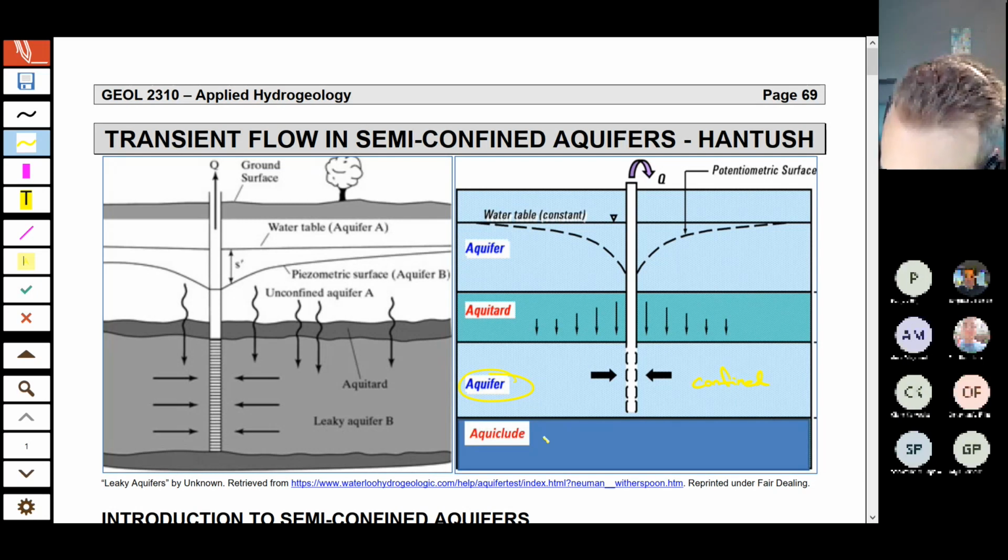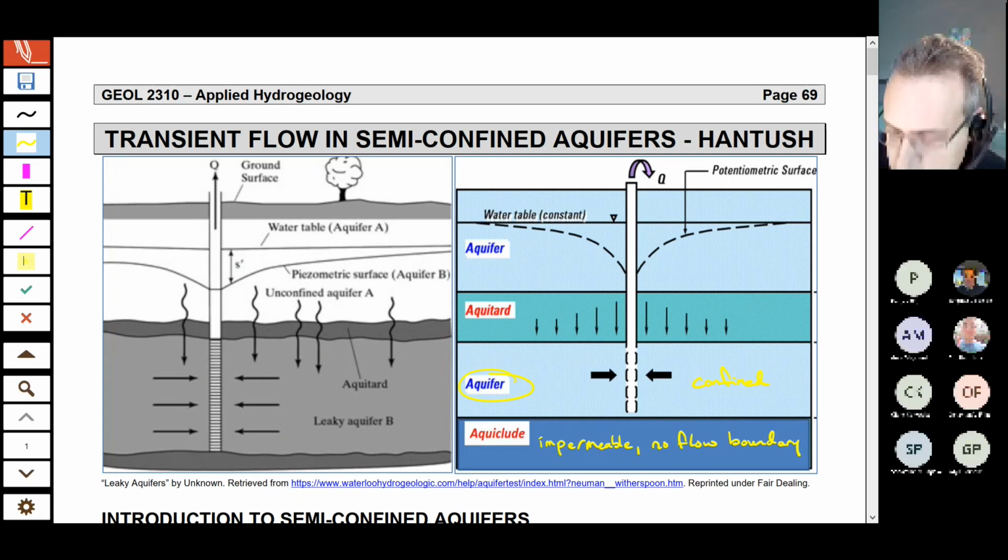So let's just remind us of that. Again, the aquiclude is going to be impermeable and is a no flow boundary. And for all intents and purposes, we're just going to still assume the aquifers are of infinite lateral extent, so we're not going to get into lateral boundaries right now.